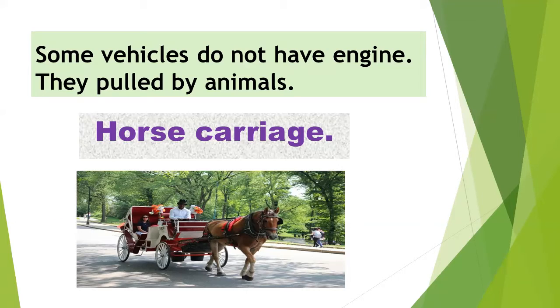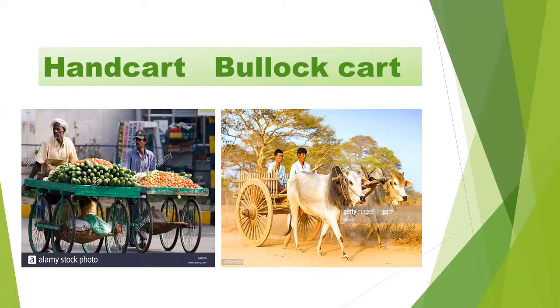But some vehicles do not have an engine. They are pulled by animals, like the horse carriage. In the next slide, you can see some other examples. Handcart. And the next one is bullock cart. Okay, now move on to the next slide.